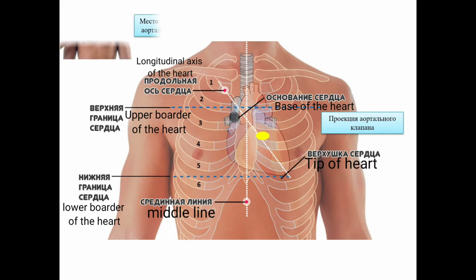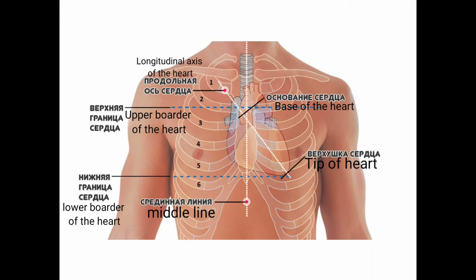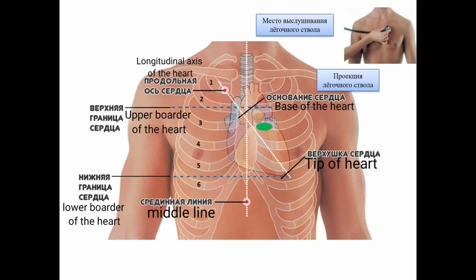The mitral valve can be heard in the fifth intercostal space along the left parasternal line. The tricuspid valve is heard at the base of the xiphoid process. The aortic valve is heard in the second intercostal space to the right of the sternum.